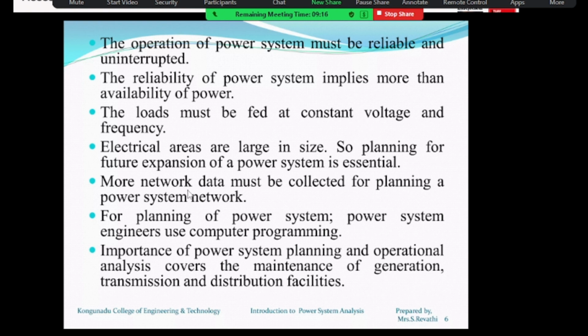More network data must be collected for planning a power system network. We do some network data collection for the planning of the power system network. For planning of power systems, engineers use computer programs. Obviously, they will be using computer programs to plan the power systems and their operations.